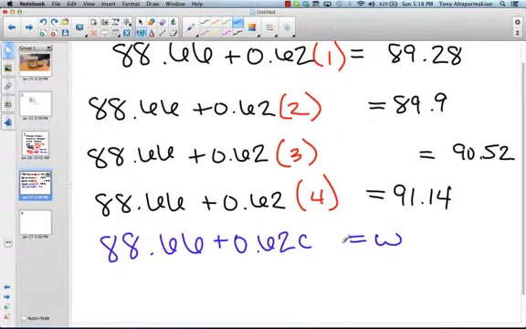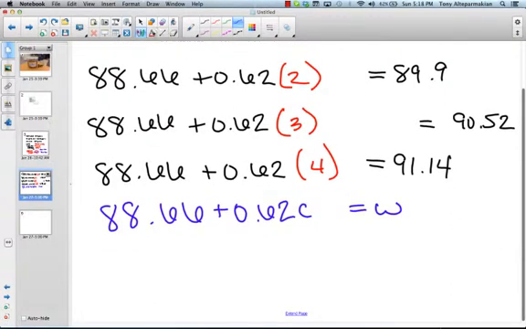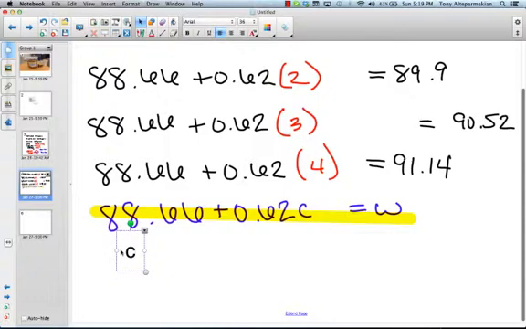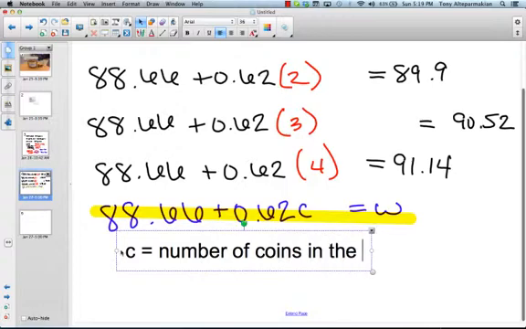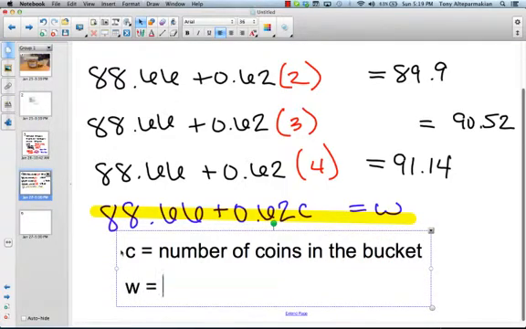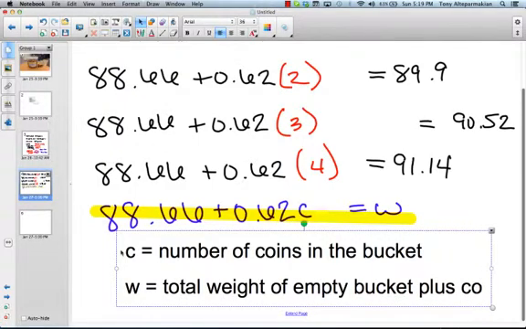Now, before you go on any further, what you would want to do is make sure that if all that you had was just this equation right here, would people know what you were talking about? So what we would want to do is make sure that we had a way to tell people what those were. So you could say C is number of coins in the bucket, and W is total weight of empty bucket plus coins.